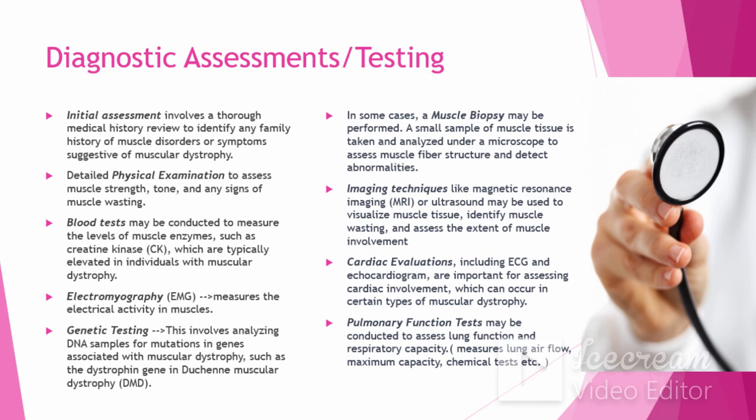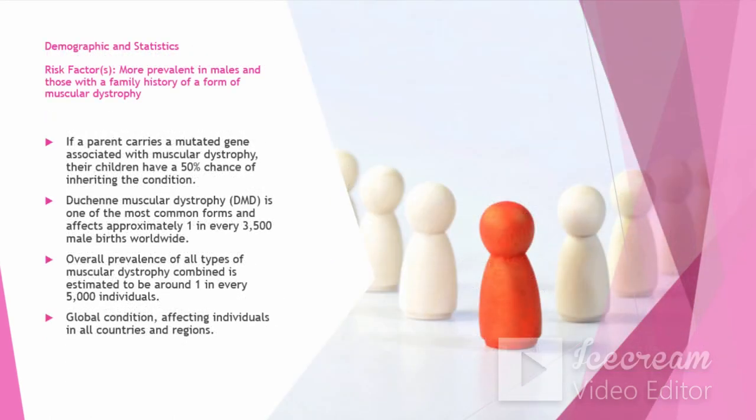Cardiac evaluations like ECGs and echocardiograms are also important for assessing cardiac involvement, which can occur in certain types of muscular dystrophy. The demographics and statistics. The risk factor: more prevalent in males and those with a family history of a form of muscular dystrophy. The reason muscular dystrophy is more prevalent in males is due to the X chromosome linkage, hormones, muscular fiber composition, and environmental factors. It is also more prevalent in people who have a family history due to the genetic linkage.